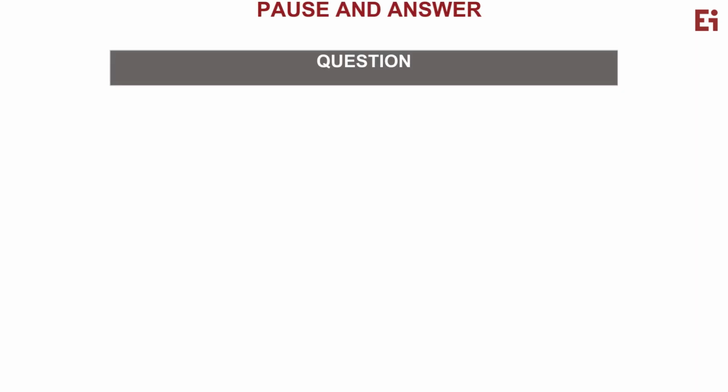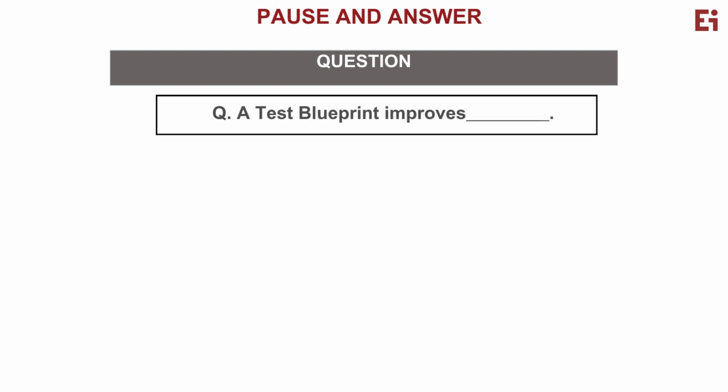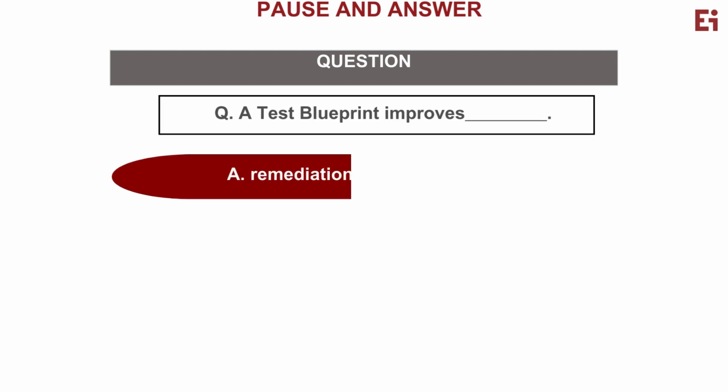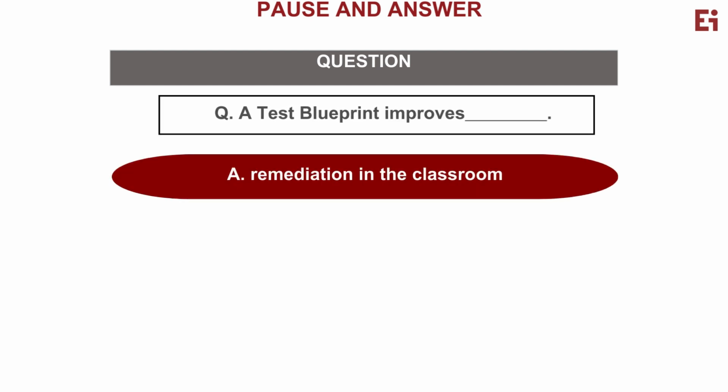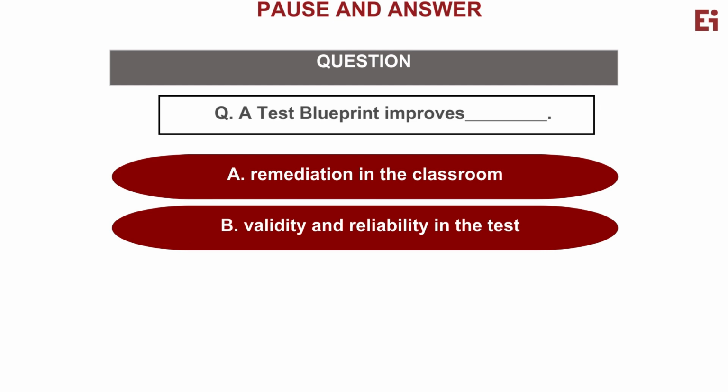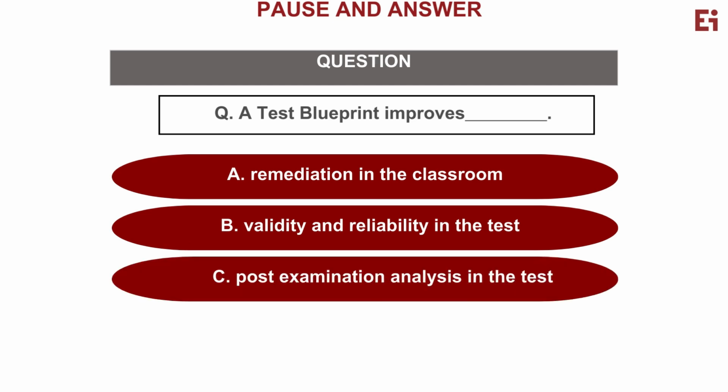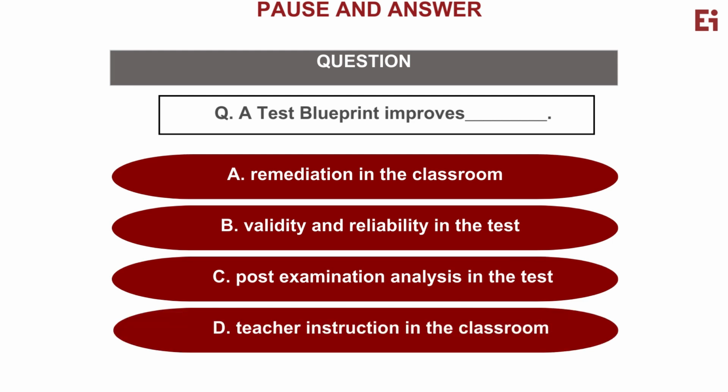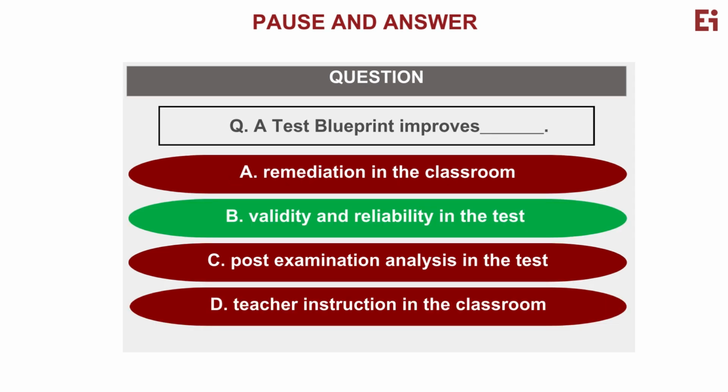Pause and answer this question. A test blueprint improves dash. A. Remediation in the classroom. B. Validity and reliability in the test. C. Post-examination analysis in the test. Or D. Teacher instruction in the classroom. The correct answer is B. Validity and reliability in the test.